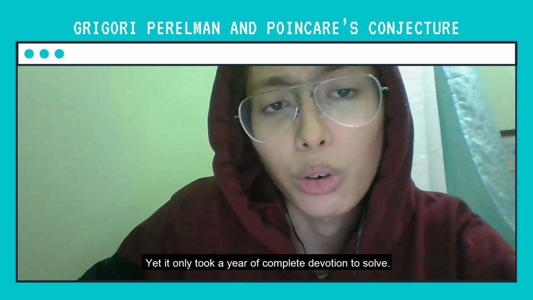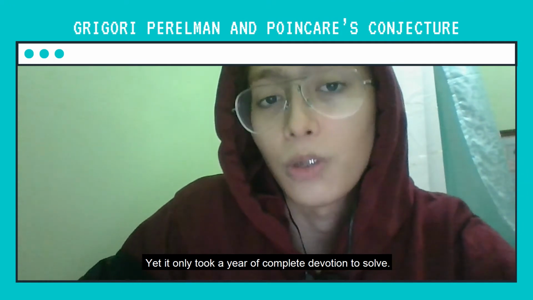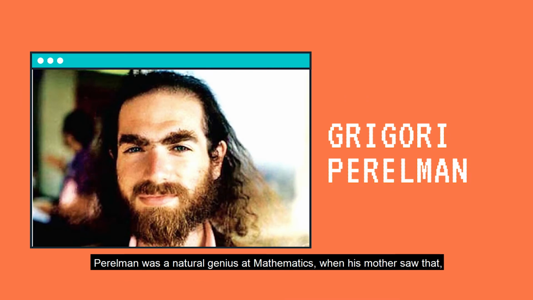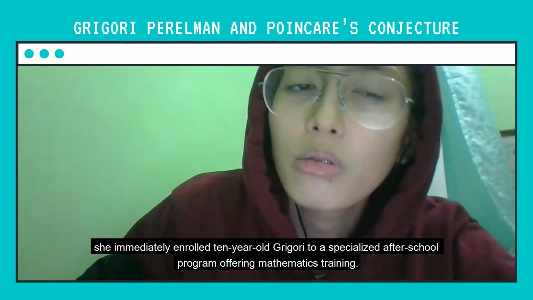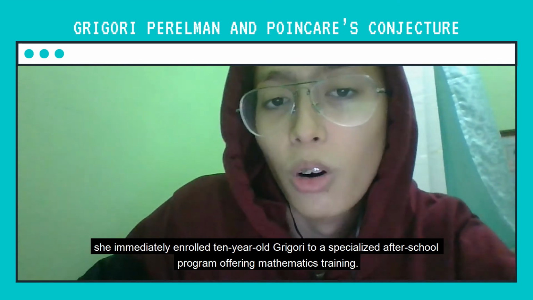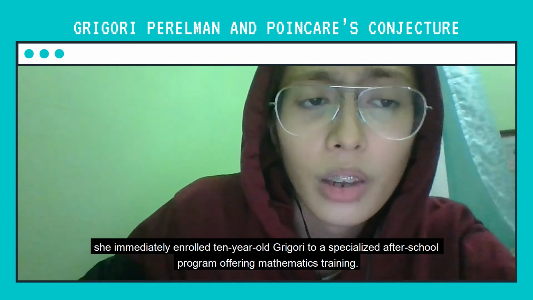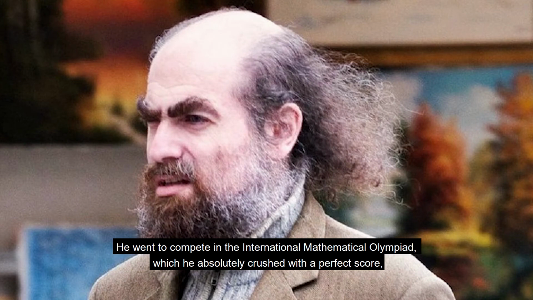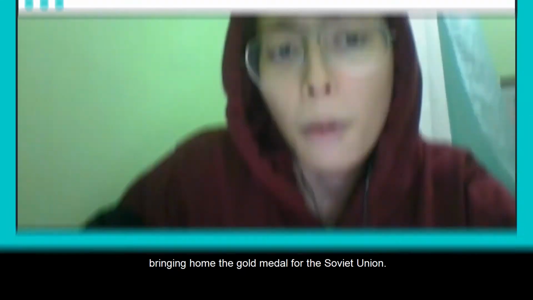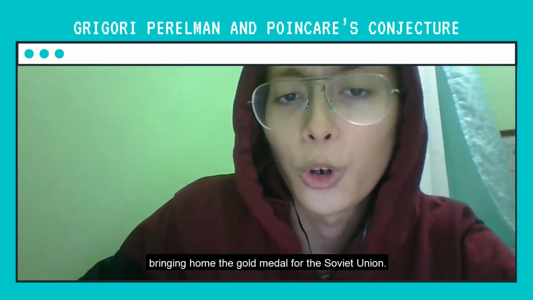It only took Gregory Perelman a year of complete devotion to solve it. Perelman was a natural genius at mathematics. When his mother saw that, she immediately enrolled 10-year-old Gregory in a specialized after-school program offering mathematics training. He was then enrolled at Leningrad Secondary, which offers advanced mathematics and physics programs. He went on to compete in an international mathematical Olympiad, which he absolutely crushed with a perfect score, bringing home the gold medal for the Soviet Union.